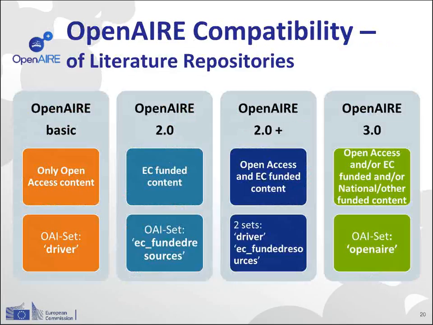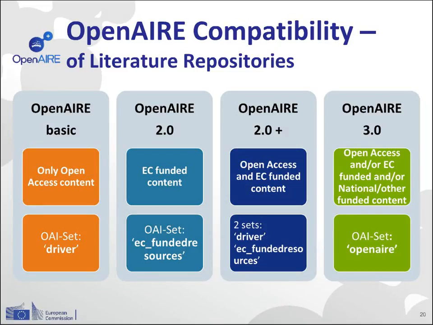So the literature guidelines have had a long history since 2008, and therefore different versions are in place and also currently supported. The minimal requirement is the so-called OpenAIRE basic level, where we expect to find metadata records which refer to open access publications, and according to the guidelines should be grouped in an OAI set called driver, but that is for backward compatibility. In the first phase of the OpenAIRE project, we introduced guidelines to identify grant IDs, where the publication is a result from a project, and therefore we had introduced the OAI set EC funded resources. That was around 2010-2011.